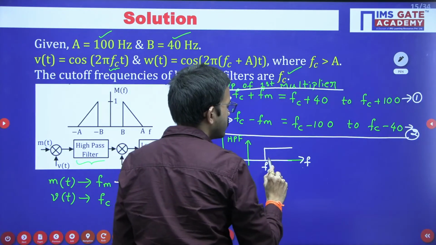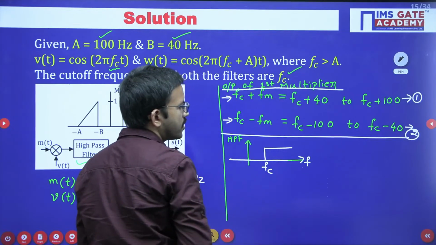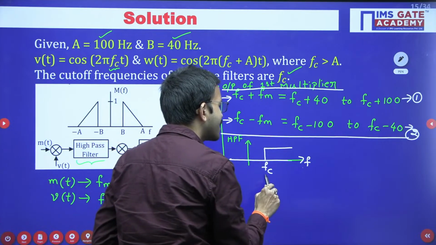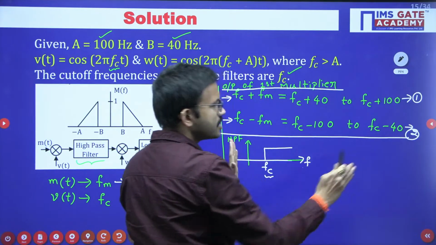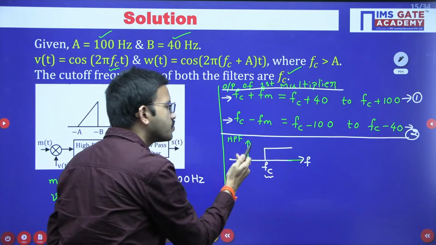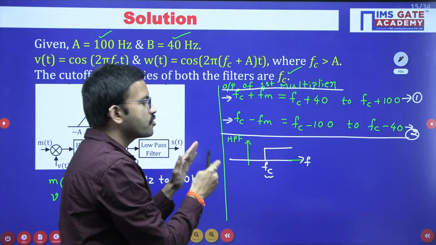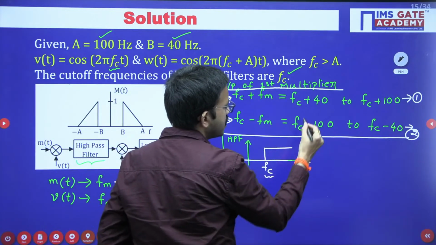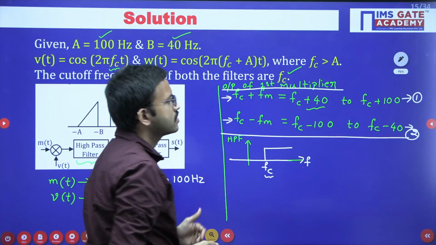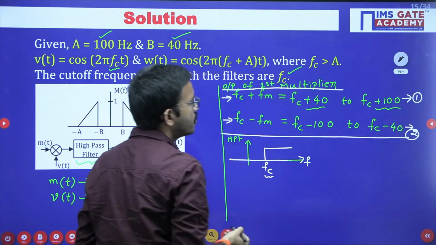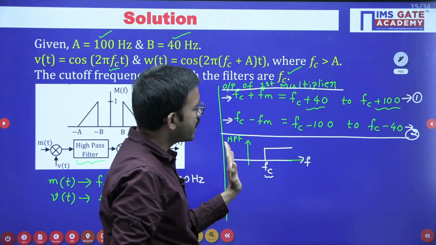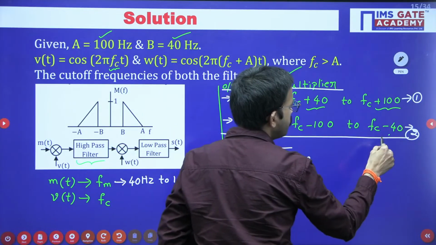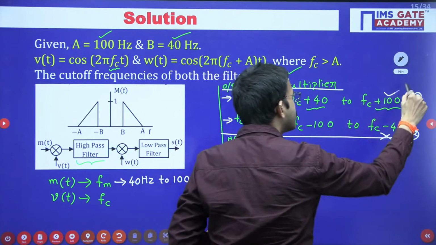Starting from the cutoff frequency, the high pass filter passes all the high frequencies. That means whichever frequencies are greater than Fc, it passes. Whichever frequencies are lower than Fc, it does not pass. Now you can easily observe: compared to Fc, is Fc plus 40 greater or not? Yes. Similarly, Fc plus 100 is greater. What about this one? Fc minus 100 and Fc minus 40 are lower than Fc, right? So this range of frequencies it is not passing, and only this range of frequencies it is passing.